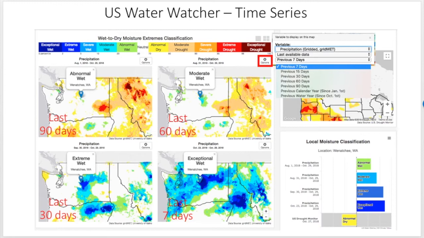Another way to arrange the maps is to look at the same metric but at different time scales. Here I'm showing precipitation over the last 90, 60, 30, and 7 days, showing a progression of precipitation in time over our region. By doing this, we can see that Wenatchee, Washington, in the center of the map, which is at the point marker, has been getting increasingly wetter in the last 90 days and is currently exceptionally wet.